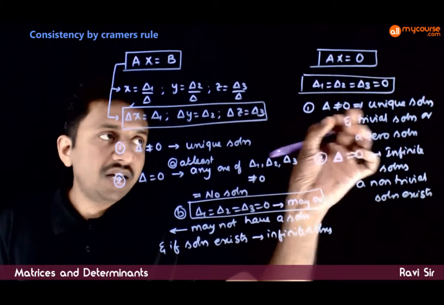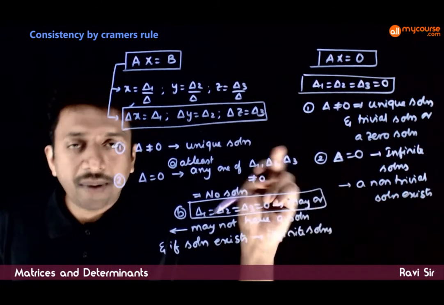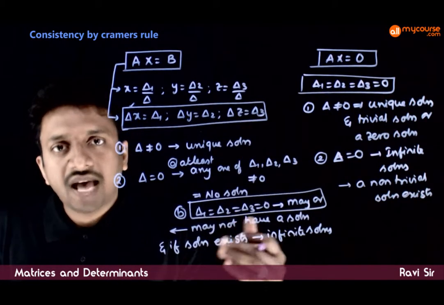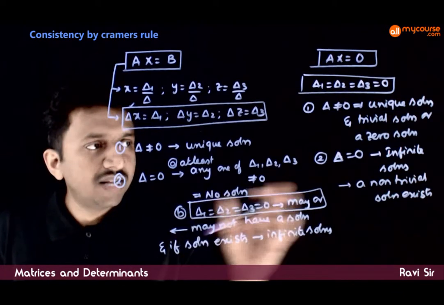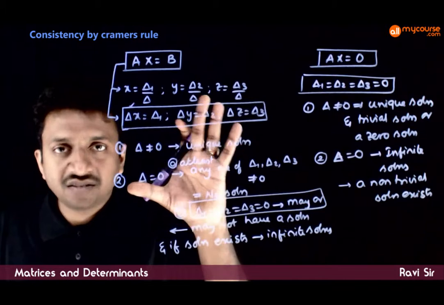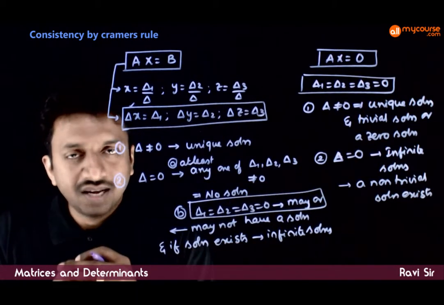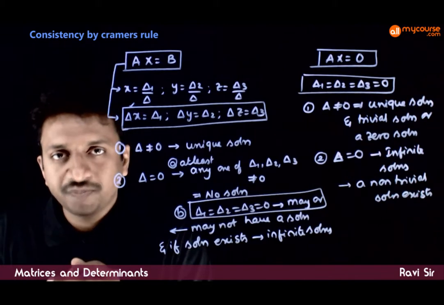So if delta is not equal to 0, only the 0 solution is obtained. If delta is equal to 0, apart from the 0 solution, you also have other solutions. So that is the analysis for the homogeneous equation. This is the analysis for the non-homogeneous equation. You just need to remember them so that you can solve the problems very easily.